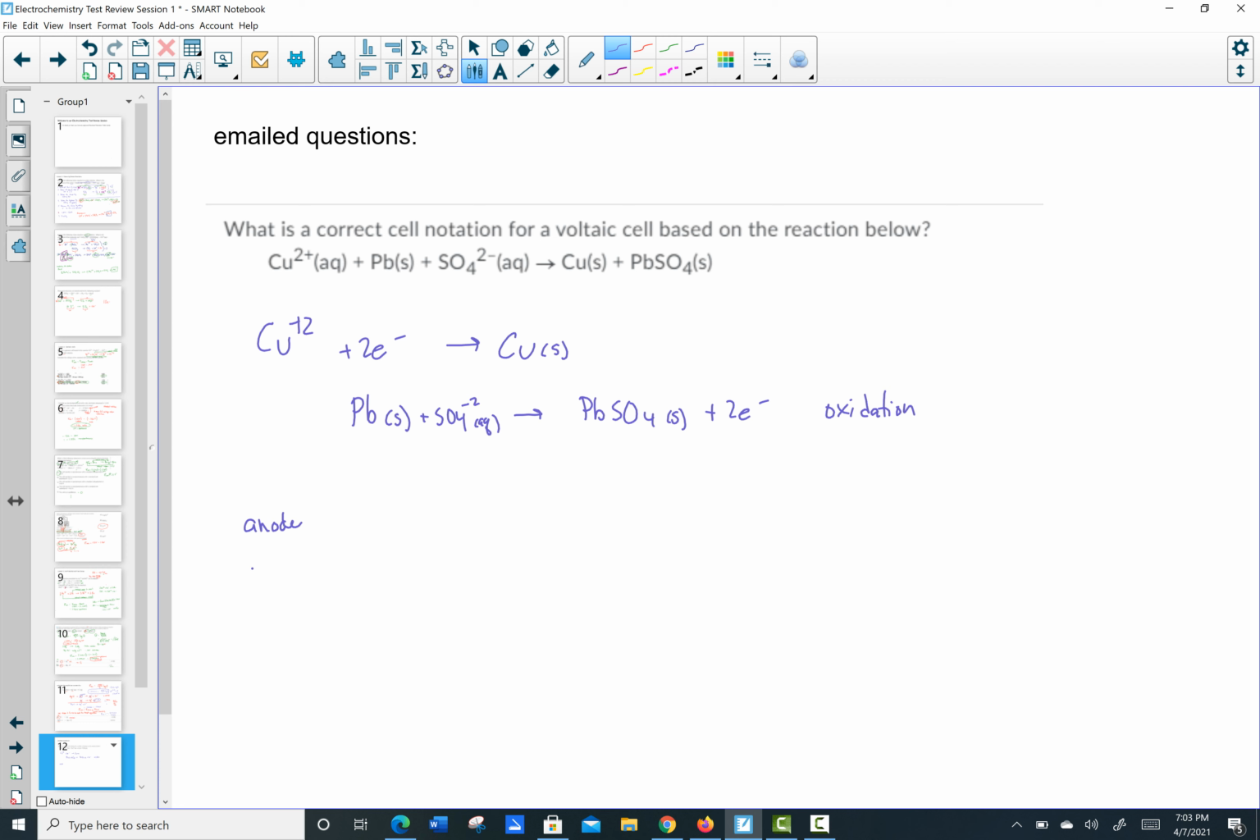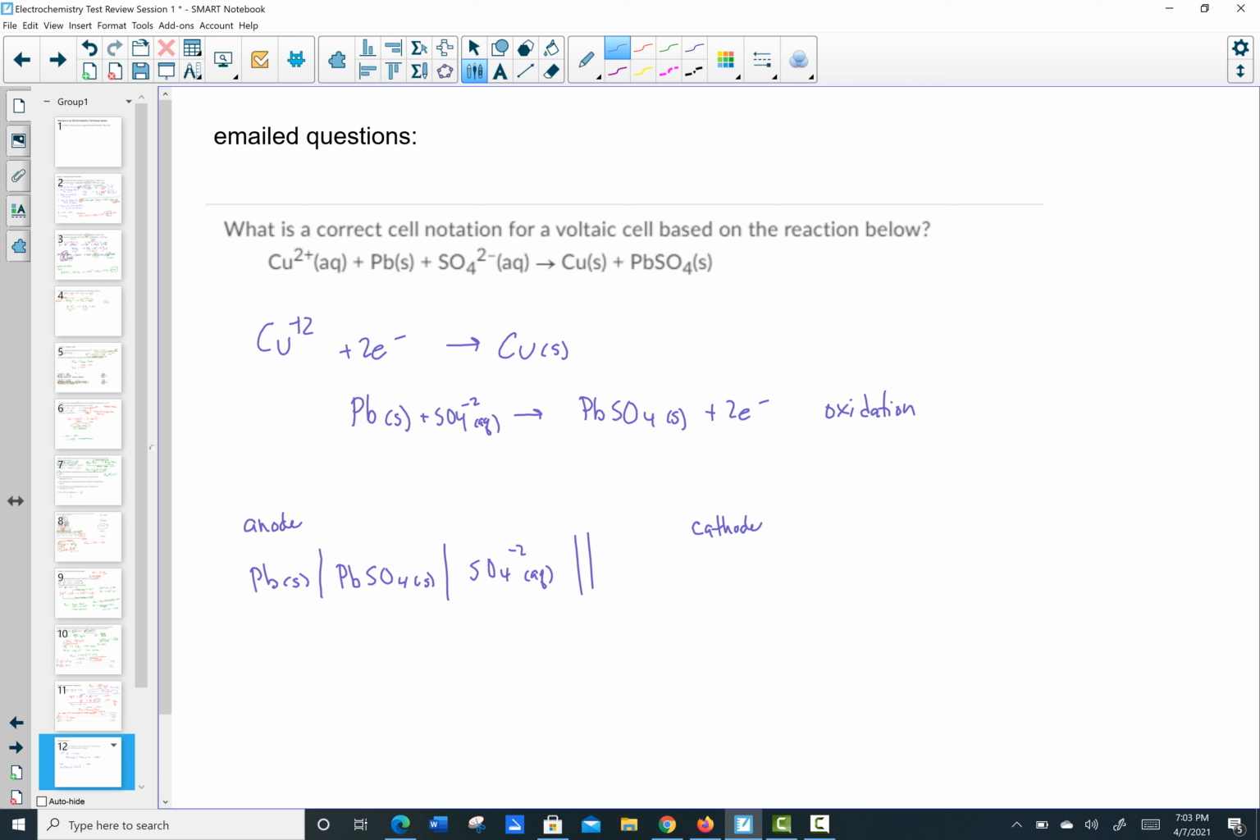So the first species would be the solid lead, and then a line separating that it formed PbSO4 solid, so that's the reactant going to the product. That's a solid. And I also need to include the sulfate aqueous ion in this half cell to keep the equation balanced by both mass and charge. I will draw 2 lines to represent the salt bridge separating the anode from the cathode.